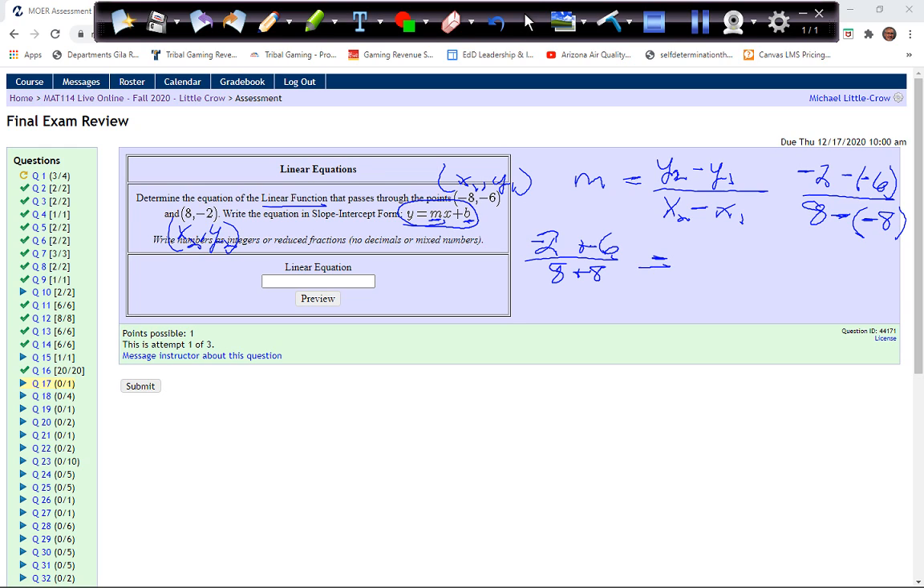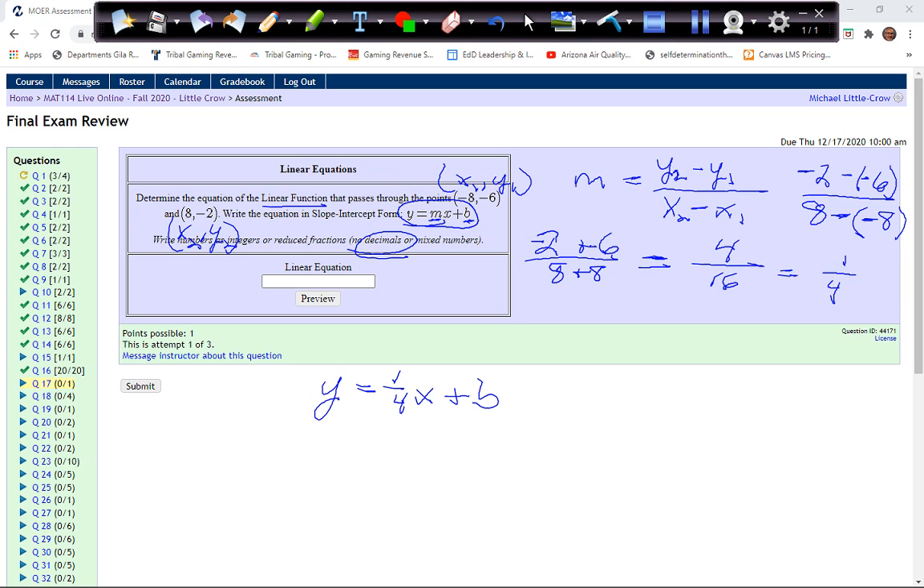So that leads us to a fraction. We have 4 in the top, positive 4, 6 minus 2, over 16, 8 plus 8, which reduces down. 4 goes into both the numerator and the denominator, leaves us with 1/4. Now we could write that as 0.25, but they say no decimals, so we'll leave it at that. So now we know that m is 1/4.